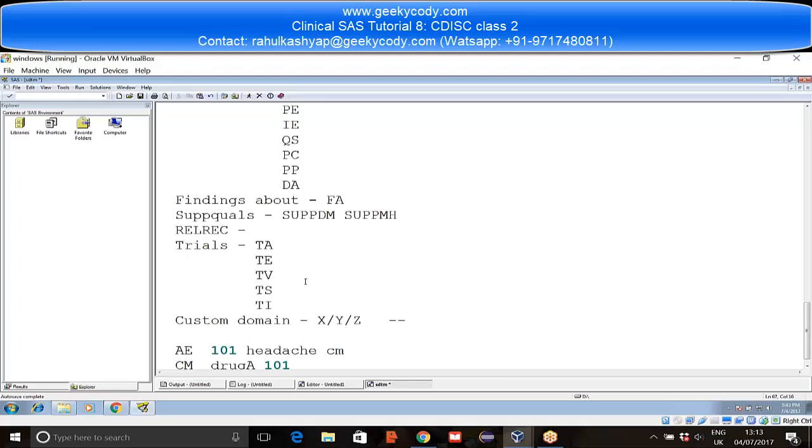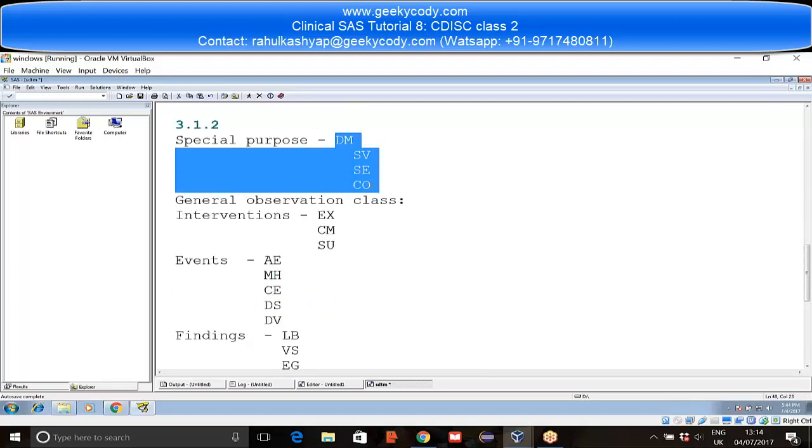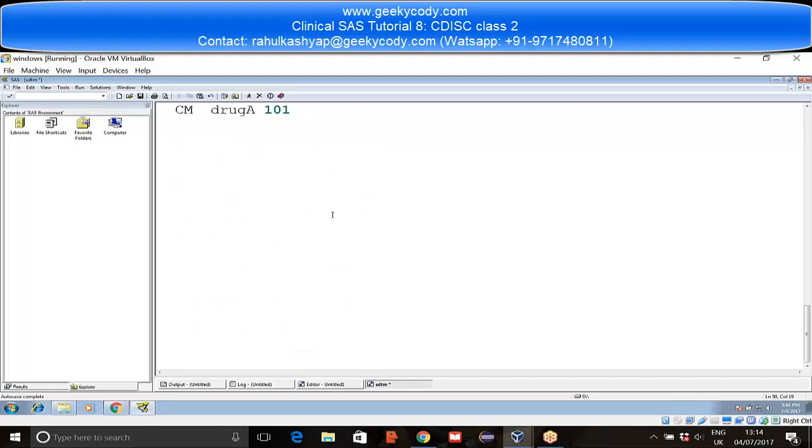And variable level metadata. That means in all these domains or data set names, what all variables we have to keep. That is also listed. Everything is listed, we have to follow the guidelines, that's it. We should not create our own guidelines. Variables are also divided into different types, based on core and role, into multiple types.